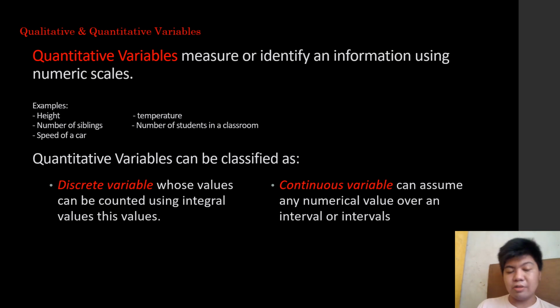Gets? And to summarize this lesson, qualitative is not countable and quantitative is countable, using numerical scales, and those are two classifications. Discrete variables are countable, and continuous variables have intervals using measurement.